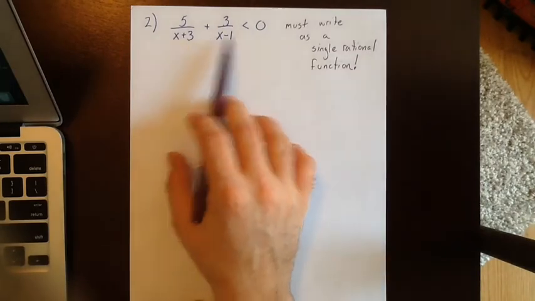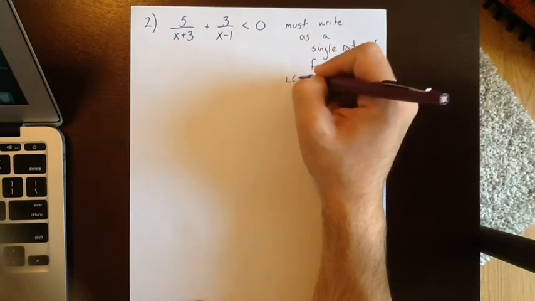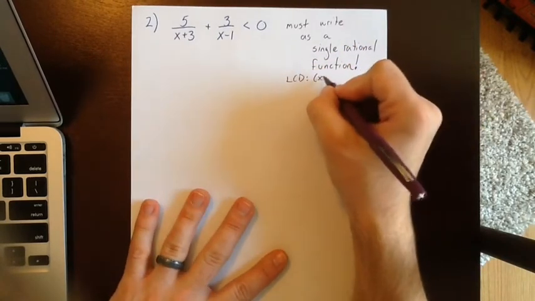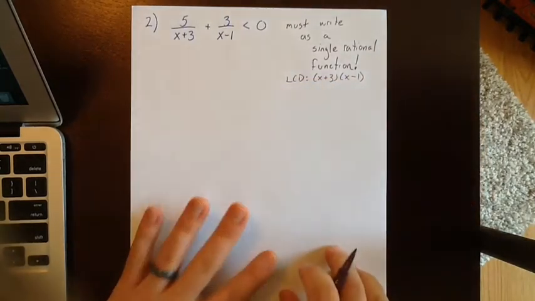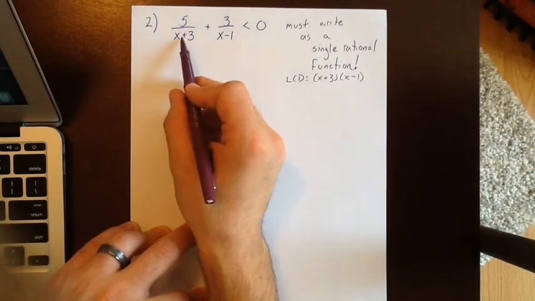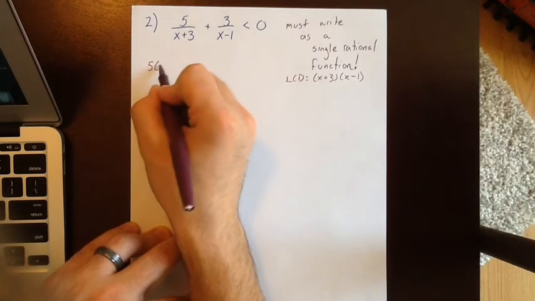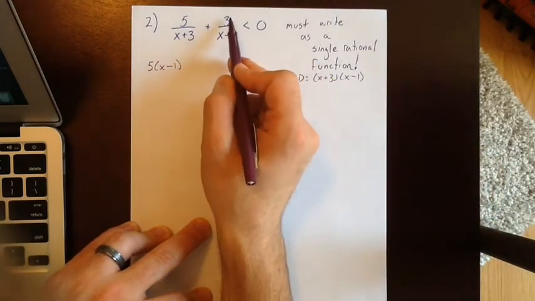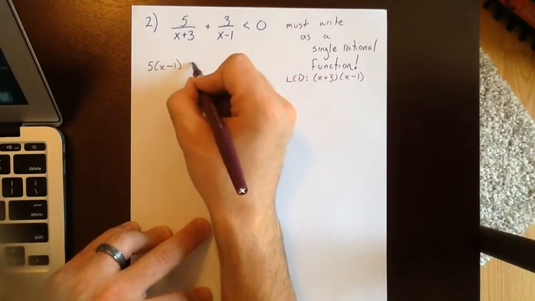Looking at this, we have a least common denominator of x plus 3 and x minus 1. So x plus 3 I would multiply by x minus 1, and then with the 3, I would have to multiply by x plus 3.